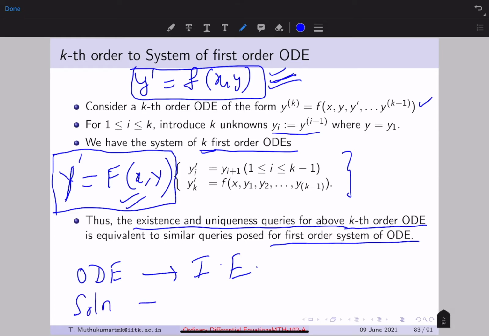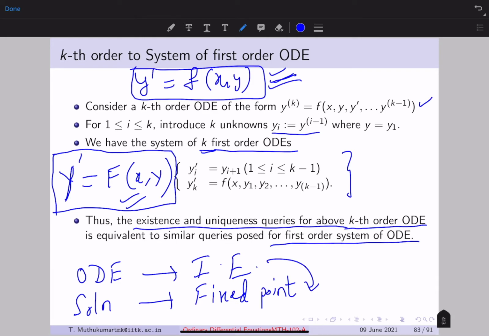is the fixed point of some operator coming from the integral equation. That is how we even went into Picard's iteration process and so on. All these ideas can be extended here. In any case, we are not going to prove this, and we are not going to deal with first order systems of ODE. This is only to tell you and motivate you how to deal with a kth order ODE.